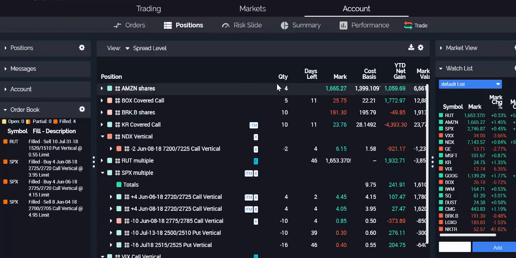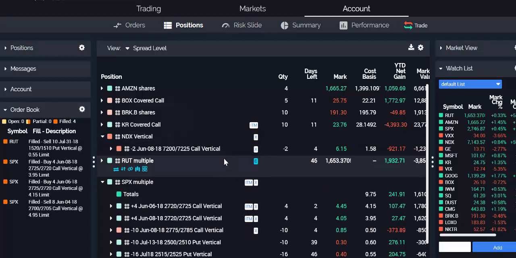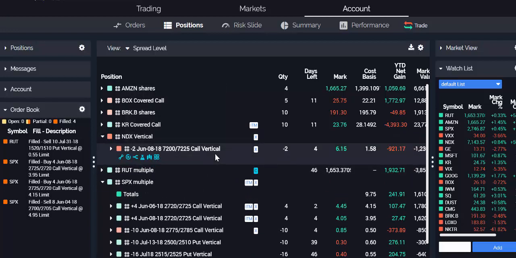But yeah, I'd be curious how you might manage these short duration call verticals that are getting challenged, and if you agree with that strategy.